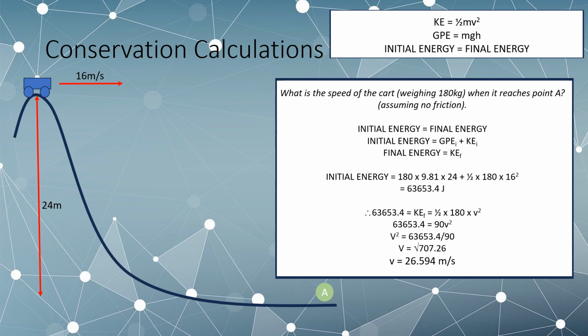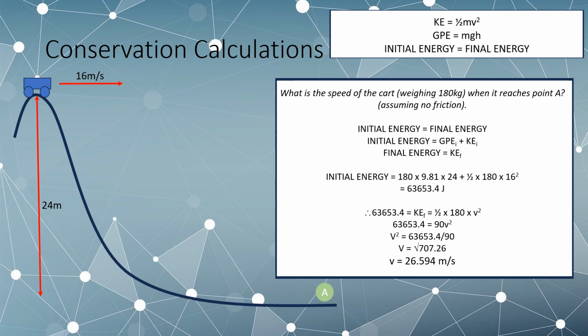Plugging all that into a calculator or doing it step by step, granted, when you start to get into these more complex problems, I would say you would always be allowed a calculator and you'd be silly not to make use of one. That equals 63,653.4 joules. Now, remembering that core idea, our initial energy always equals our final energy. So we know that number, that 63,653.4, is going to equal our final energy, which is our final kinetic energy.